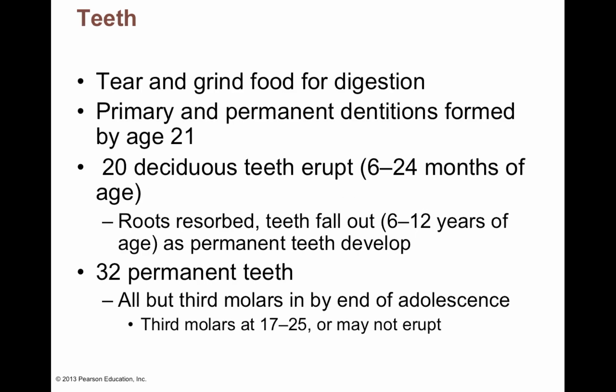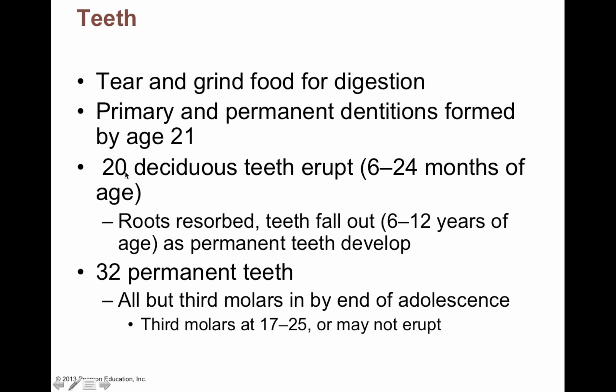So for teeth, remember they tear and grind food. We have primary and permanent dentitions. The permanent dentition is developed by age 21, so all of your adult teeth should be there by 21, right? If they're not, there's surgery you can have. If you've seen people who have a little chain, they have to go in every so often and get the chain tightened, because it helps pull the tooth down. Sometimes these teeth don't always erupt out of the bone.